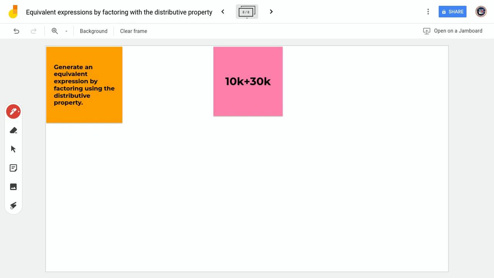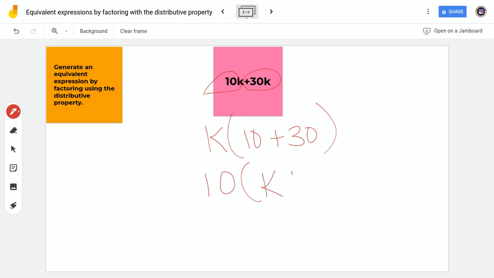All right, last one. 10k, so go running when you're done, plus 30k. Well, I'm going to start with the funny one. I'm going to start with the k. K, 10 plus 30. Done. Well, I could factor out a 10. I see a 10 in that term. I see a 10 in that term. 10 times k plus 3k. I don't know. I've never heard of a 3k race. I should have made it 50, so it was a 5k race.